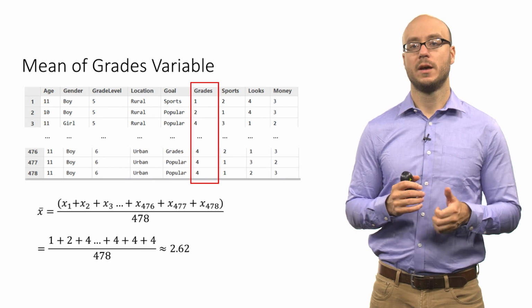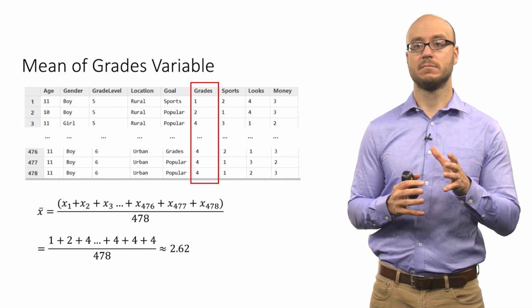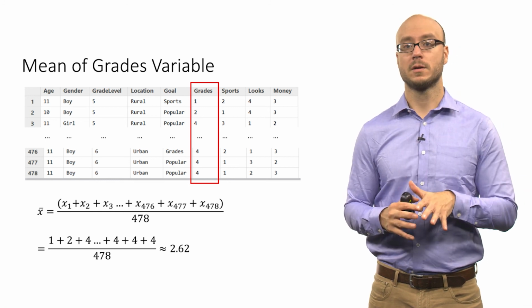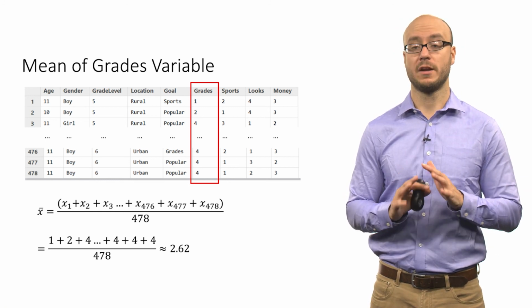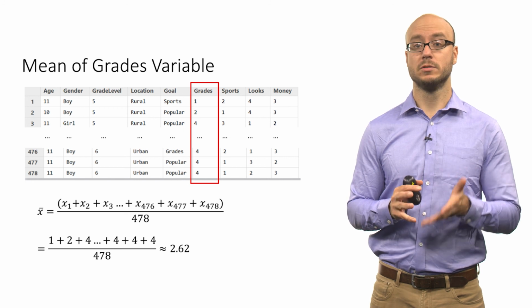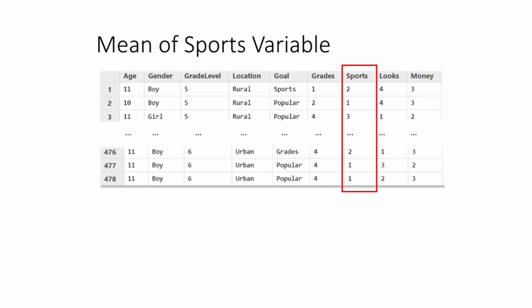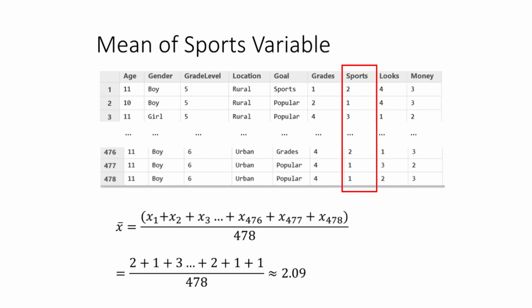If you recall, a value of 1 means that kids rank it number 1, the most important, and a value of 4 means they rank it least important out of the 4 categories. So 2.62, the lower the number, the higher the ranking. If you look at the sports variable, meaning how do kids on average rank the importance of sports in being popular, we take the average of that, we get 2.09.